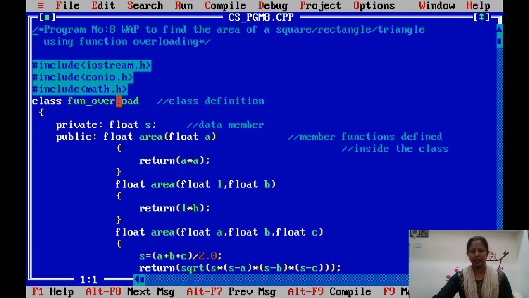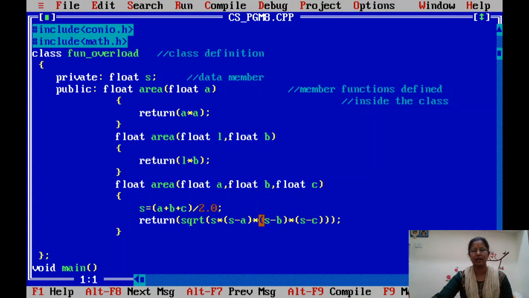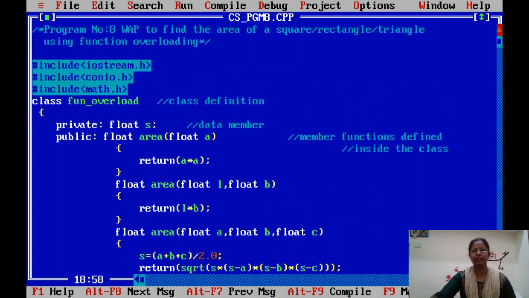See here, three header files we have declared: iostream.h, conio.h and math.h. The triangle code we discussed last year was there, hence we have used math.h. The triangle code contains the square root mathematical function. So here we are finding the area of three different shapes.